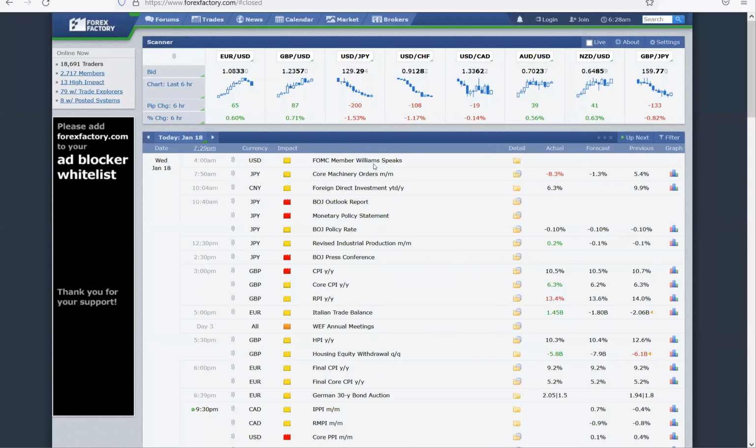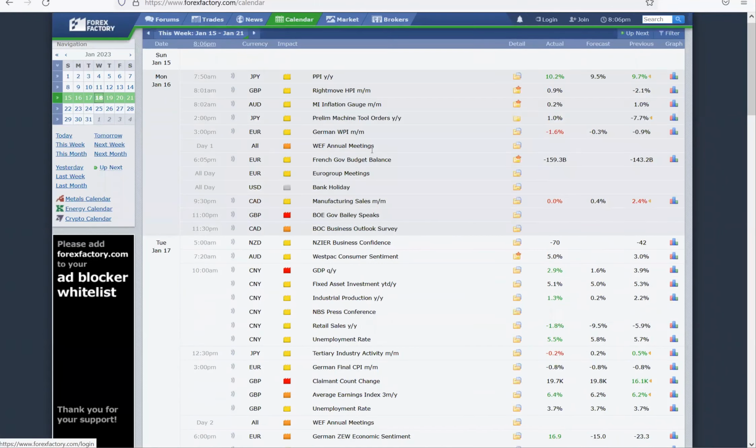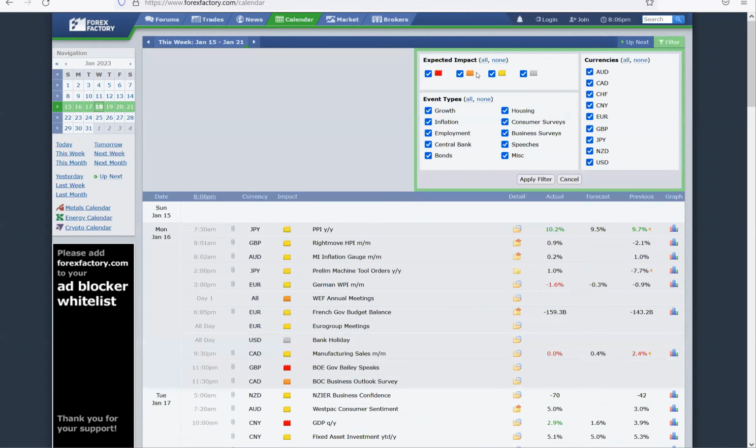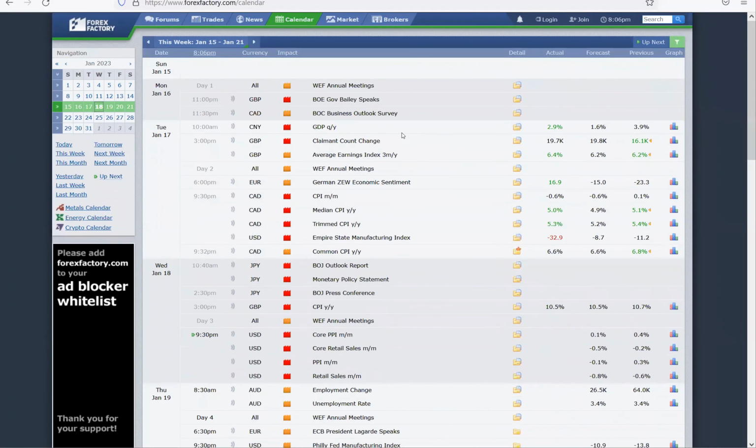Okay, so this is the economic calendar. In this case, I'm on Forex Factory. You can just Google Forex Factory economic calendar. It shows you the different currencies that are impacted, as well as the extent of the impact. The ones in red or orange are the ones with high and medium impact. If you want, you can also filter them according to the impact, so we only focus on the high and medium impact ones.